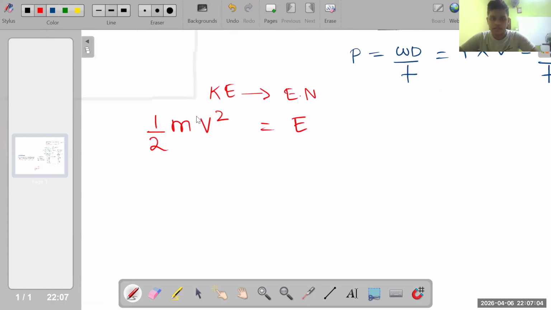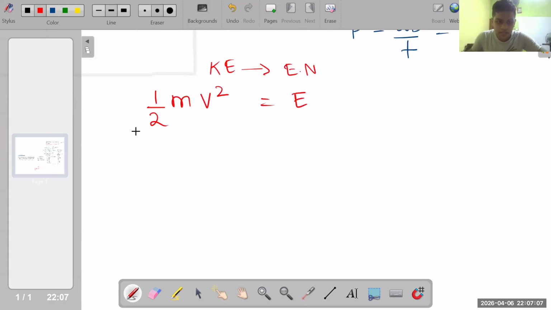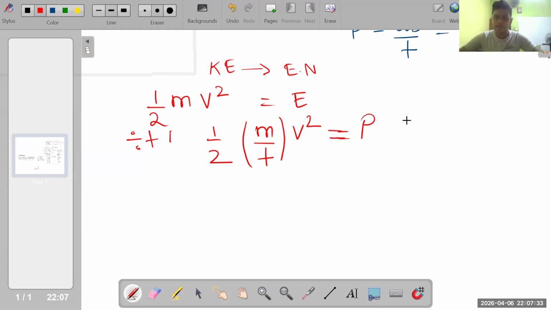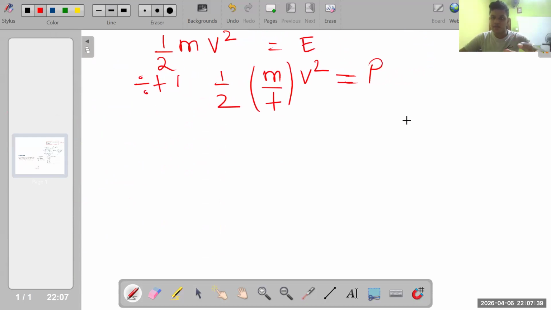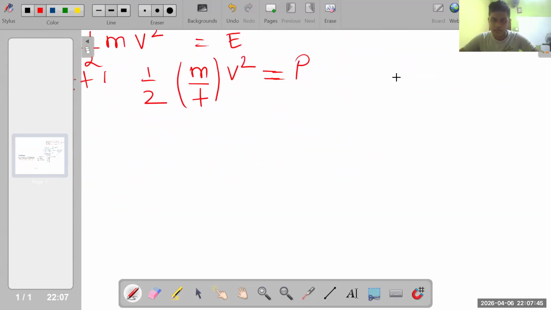Let's introduce it. What shall we do? We'll divide both sides by time. Half mass flow rate, why? If I divide it by time, it will give mass flow rate, v square equals energy divided by time, which equals power. See here, I have given it here. Now can you see we have got a new equation? I said that power has only three equations, but here we have got a new one.